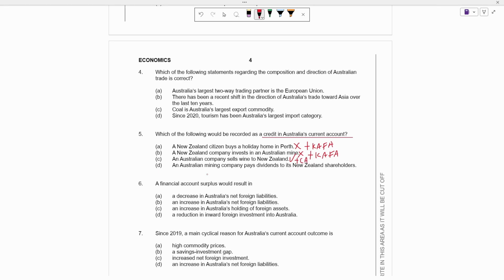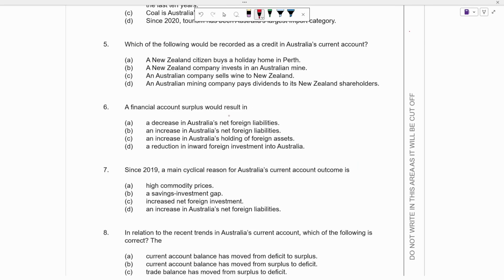D. An Australian mining company pays dividends to its New Zealand shareholders. This one is also incorrect, as this would be recorded as a debit underneath the primary income balance, which is underneath the current account. A financial account surplus would result in.